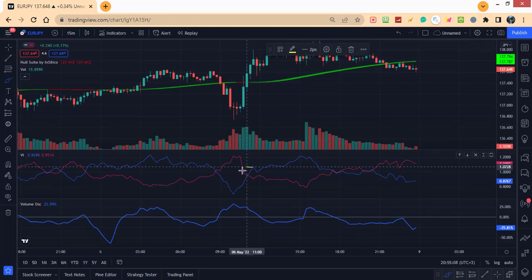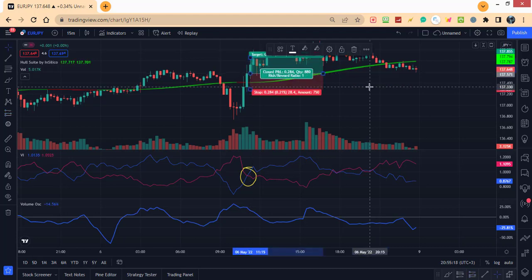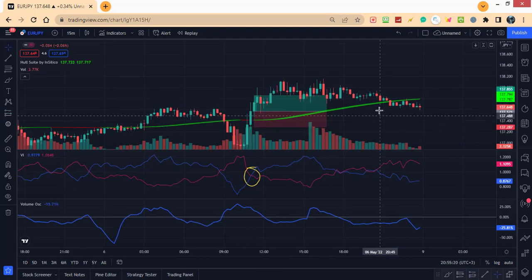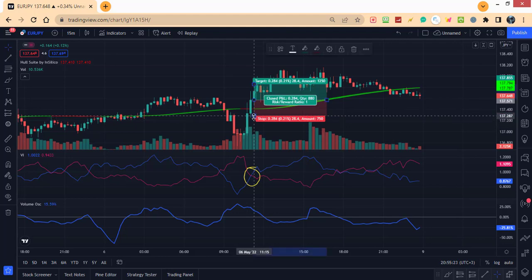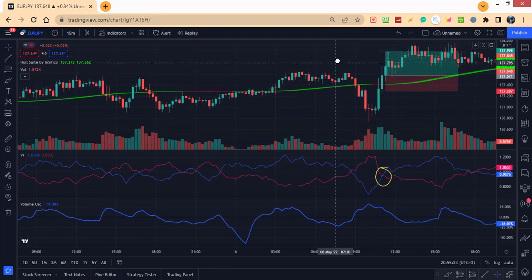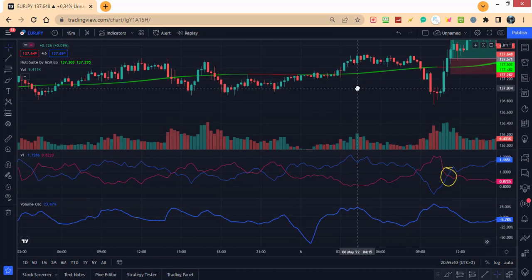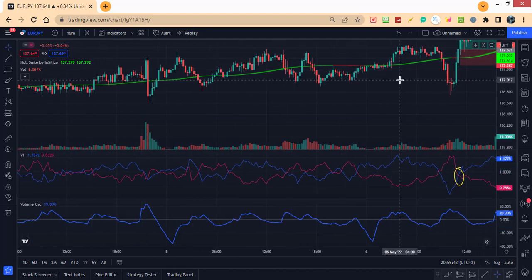So first of all, we will look for the Vortex indicator to show a crossover. That is, when the blue line jumps above, then it is a buy signal. And we'll also look for candles to go above Hull Suite, and the volume oscillator to show above zero, or go above zero. So we'll take 1.5% profit, and our stop loss will be below the previous candle. So that's our first trade.